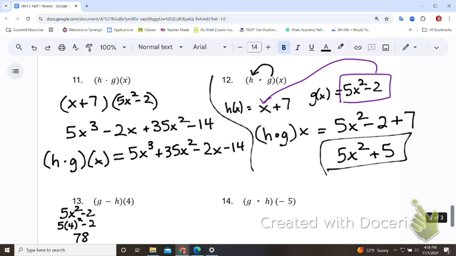And then if I do h of 4, h is just x plus 7. So x plus 7 becomes 4 plus 7. This is 11. Subtraction in the middle. So now I'm going to subtract those. 78 minus 11 is 67.